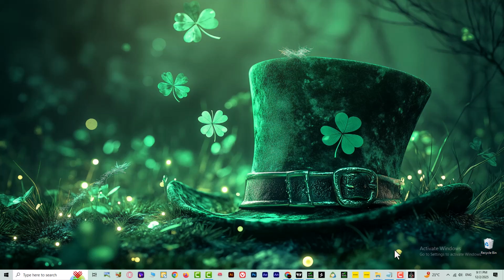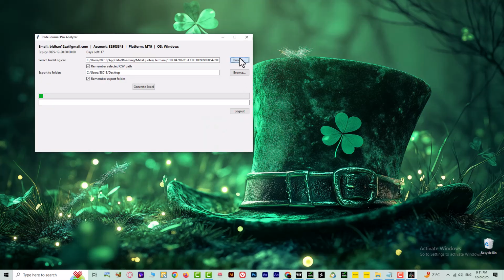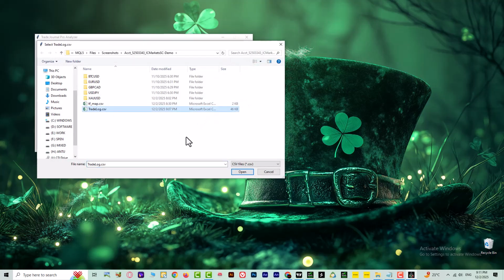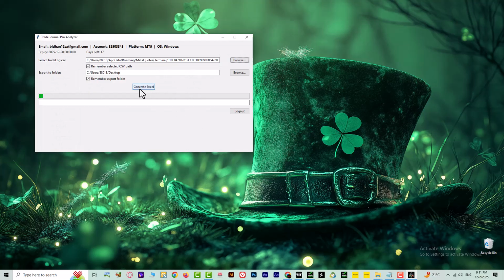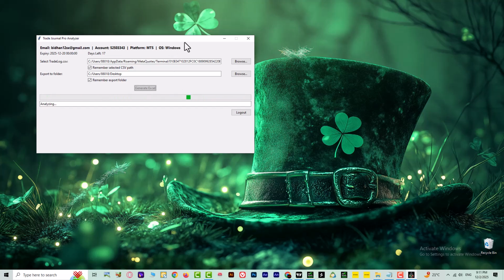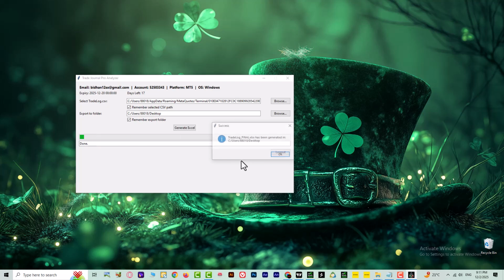Now let's analyze that trade using Trade Journal Pro Analyzer. First, I open Trade Journal Pro Analyzer. Then, I select the CSV file that the EA has been generating from my trades. Next, I choose where I want to save the XLSX file. After that, I simply click Generate. The analyzer reads the CSV file, processes all the trades, and automatically creates a complete XLSX trading journal for me.